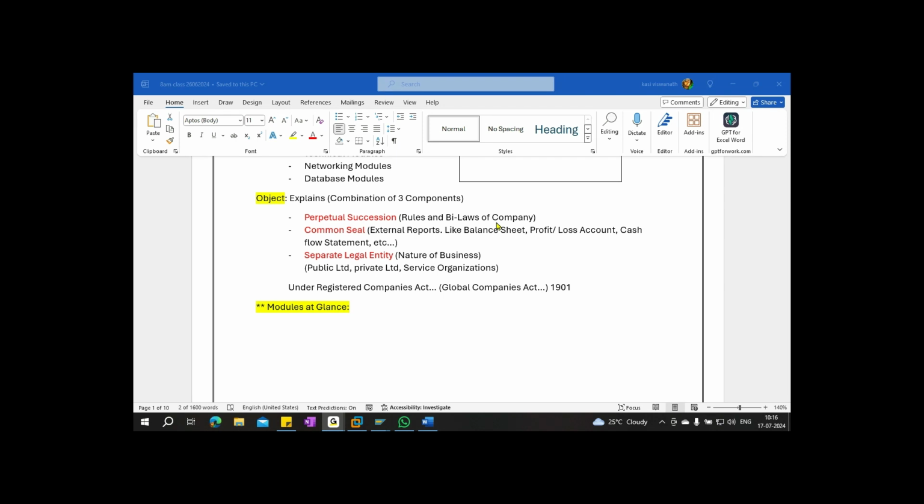Explains external reporting. Like balance sheet, profit or loss account, cash flow statement, etc.